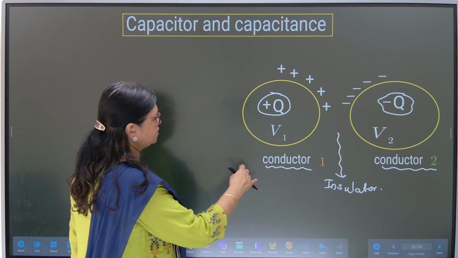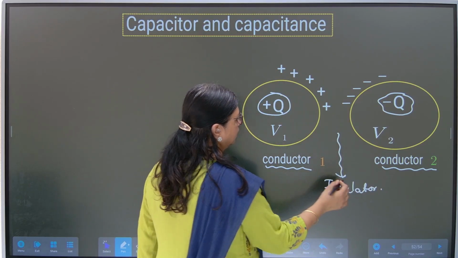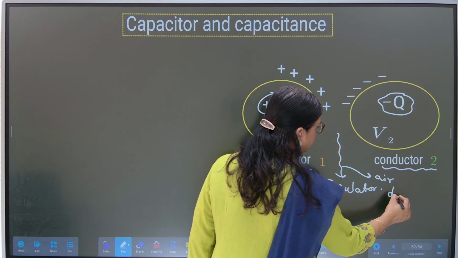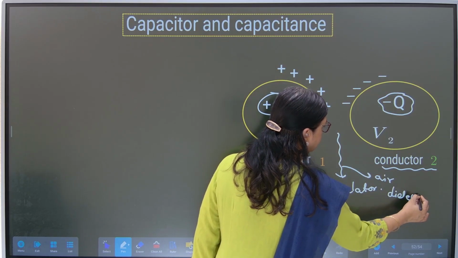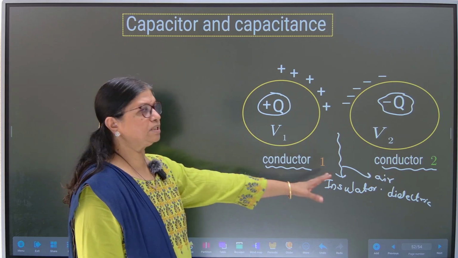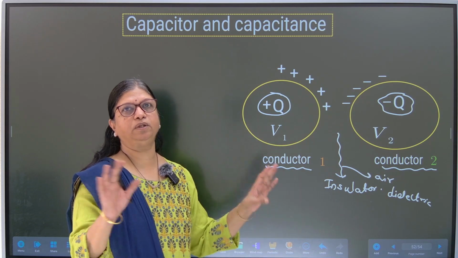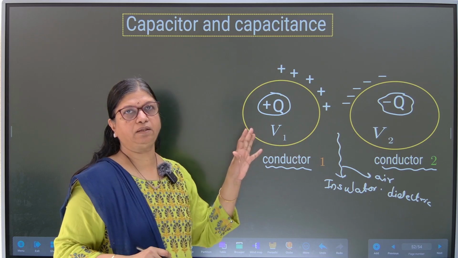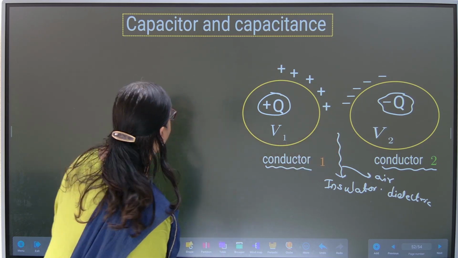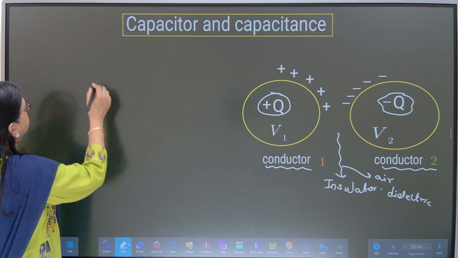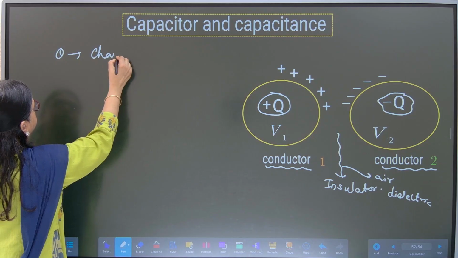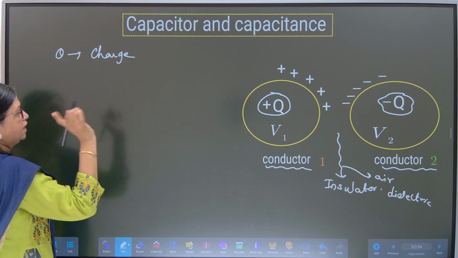The space between is, say, air, or it can also be a dielectric. Regarding this we shall do another video also. At present we are talking about air between the two conductors. This arrangement is called a capacitor. So now as you can see, Q is the charge of each conductor.